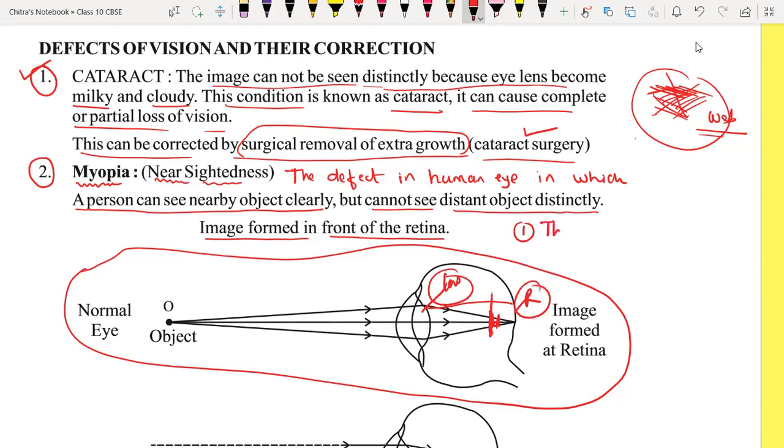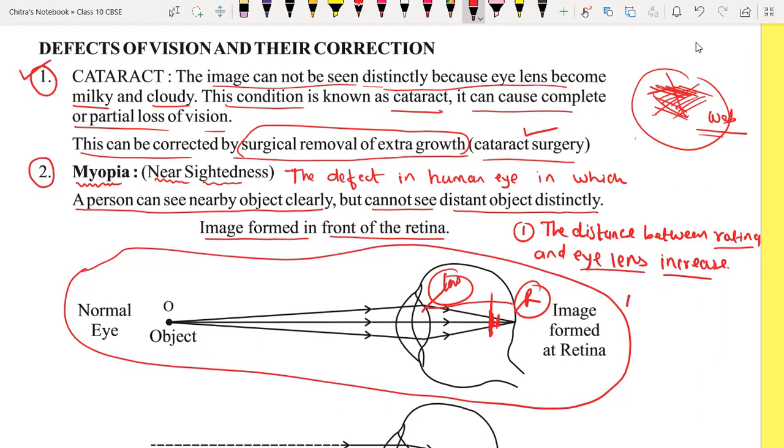So I'm writing here the first reason: the distance between the retina and eye lens increases. This is the first possible reason.